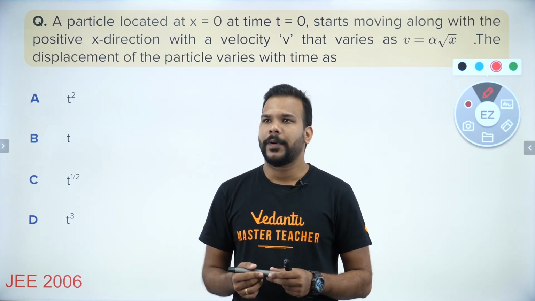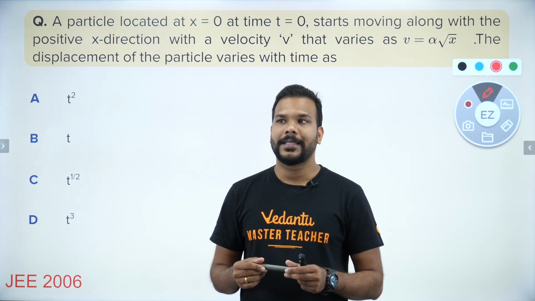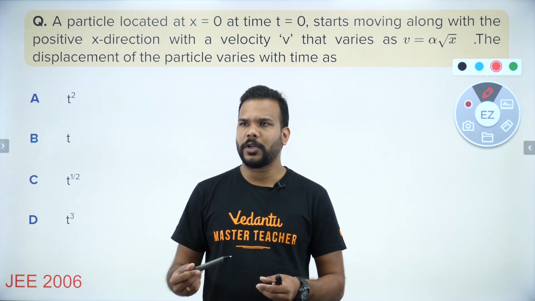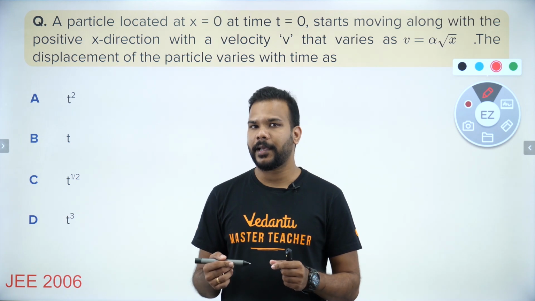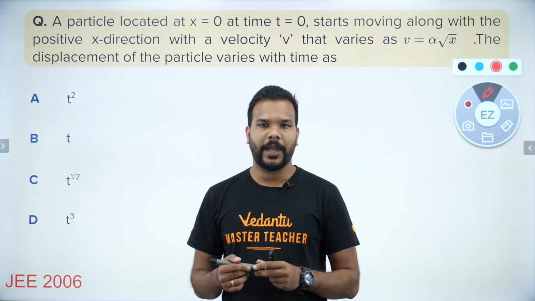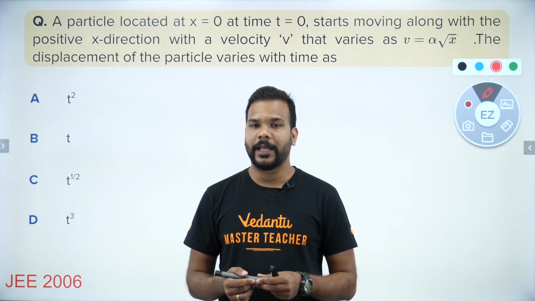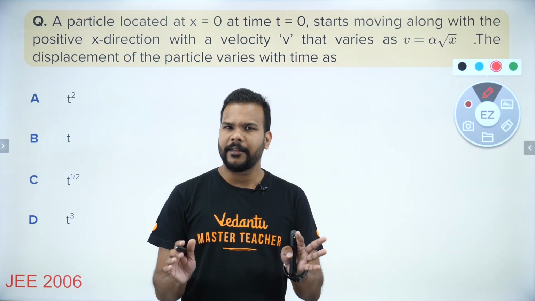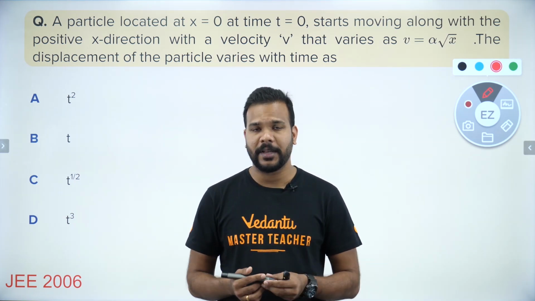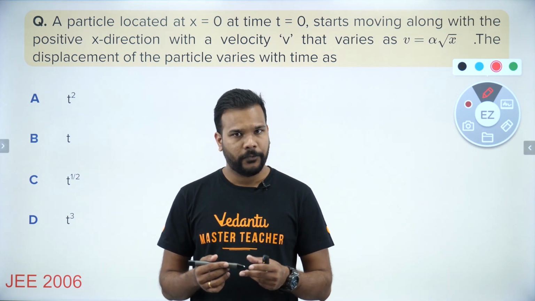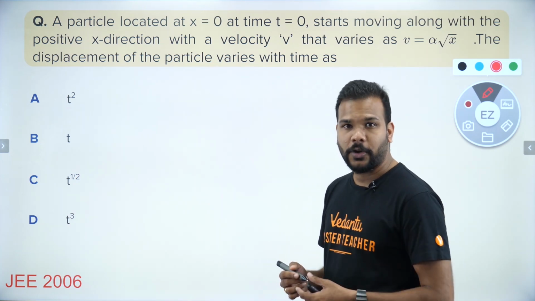Let's read the question. Question says that a particle located at x equal to 0 at t equal to 0 starts moving in the positive x direction, with a velocity v, and the velocity is varying as alpha under root of x, where alpha is obviously a constant if it is not mentioned. Then the displacement of the particle varies with time as. So relatively, by reading itself, you are able to gauge that it is not as challenging as the previous question. Okay, so guys, let's try to solve this. We have all the options here. Also try to solve this along with me.